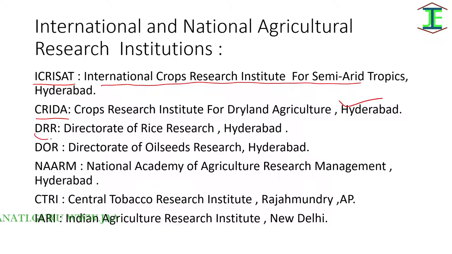And then DRR, Directorate of Rice Research, this is a National Research Institute. Next, DOR, Directorate of Oilseeds Research. And now, National Academy of Agriculture Research Management, this is also a National Research Institute. Next, CTRI, Central Tobacco Research Institute. This is located at Rajahmundry, AP. This is a Central Research Institute. And the IARI, Indian Agriculture Research Institute, New Delhi.